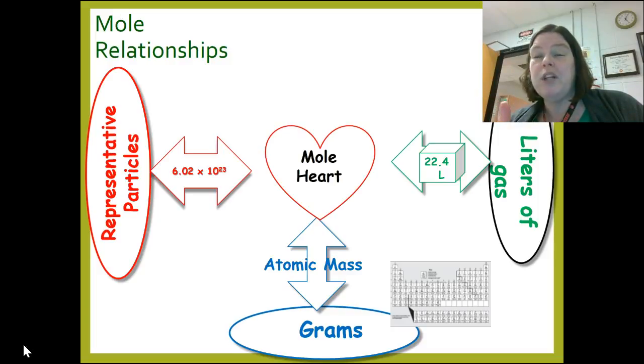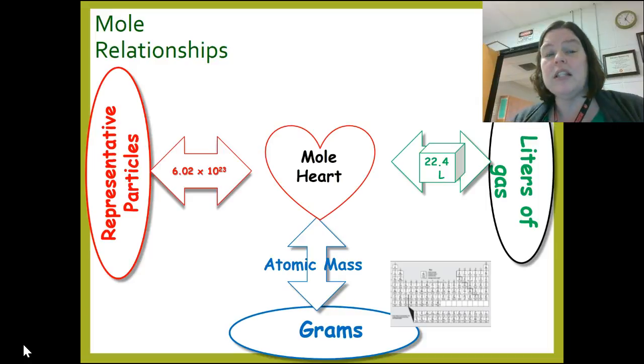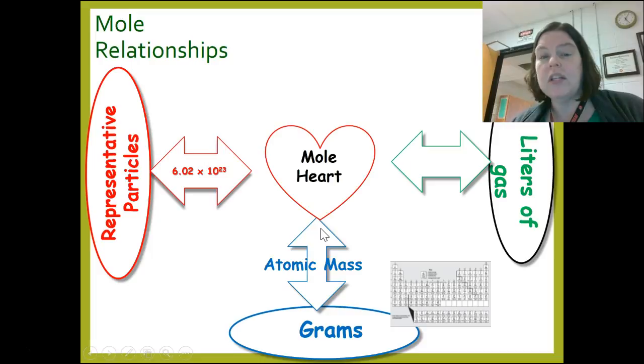But it's 22.4 liters. This one is very similar to the 6.02 because they have the same relationship. There are 6.02 times 10 to the 23rd particles. There are 22.4 liters in 1 mole of gas at STP. So these relationships on either side of the mole heart, to the left and the right, are always going to be the same. The ones on the top and the bottom are not always the same. They change. So the one on the top is, oh, I'm sorry, I'm going backwards.